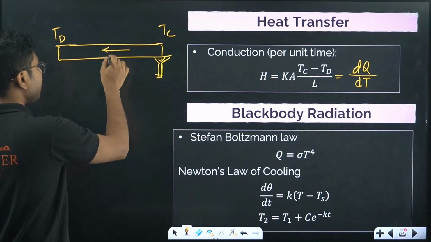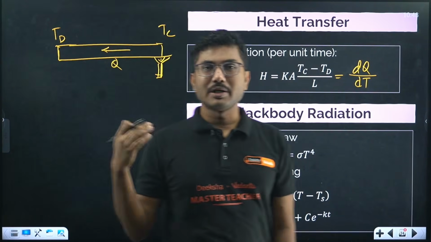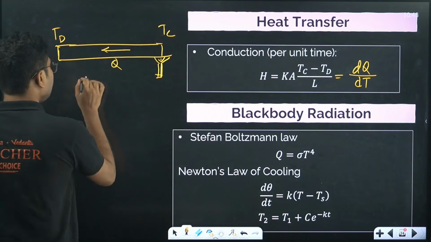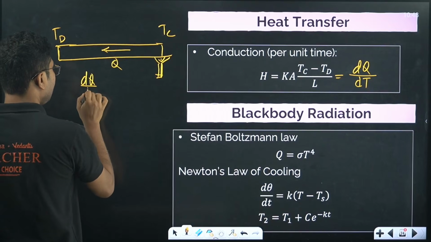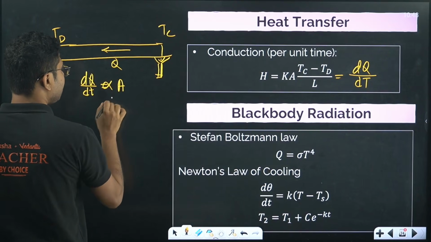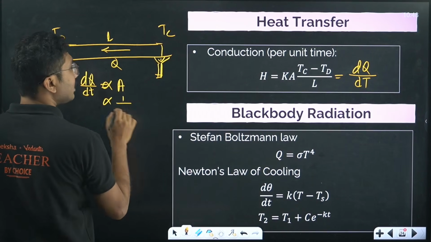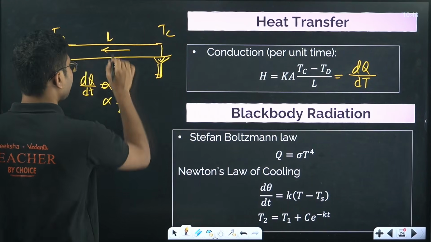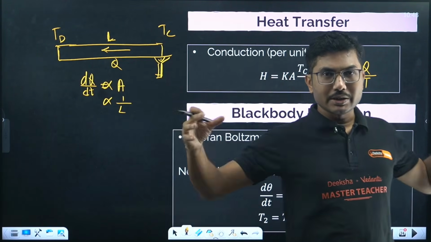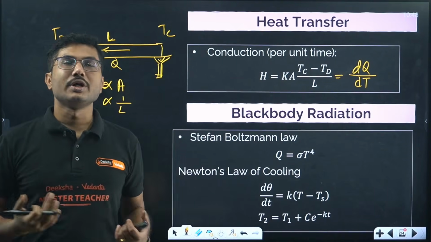Rate of heat transfer means the heat that is being transferred per unit second. Here you have to remember that the rate of heat transfer is, if you see in the equation, proportional to the area, and it is proportional to 1 upon the distance. Suppose this is the length, so it is 1 upon length. So it is inversely proportional to length. The longer the distance, the slower the heat will travel. The higher the surface area, the more quickly the heat will travel.